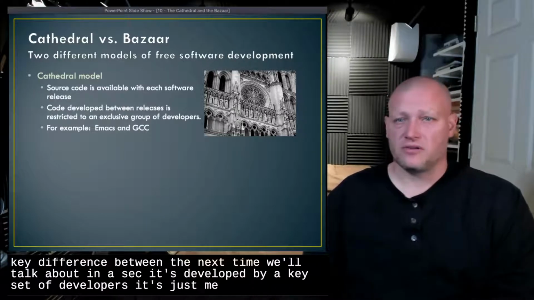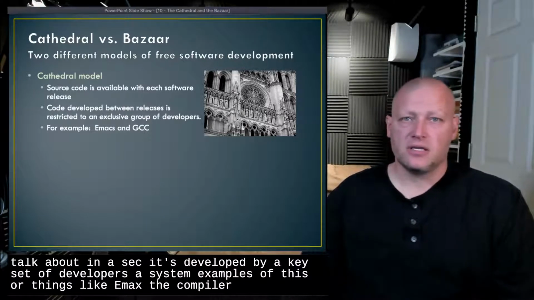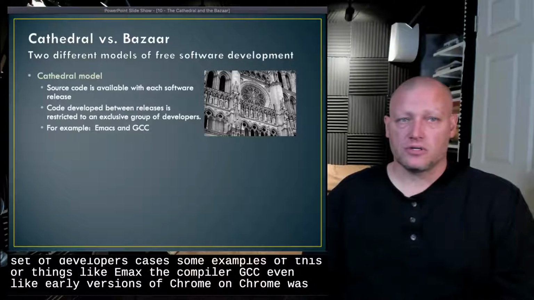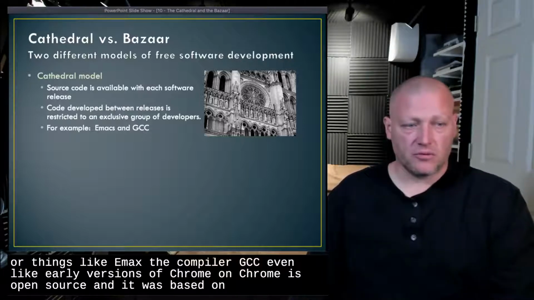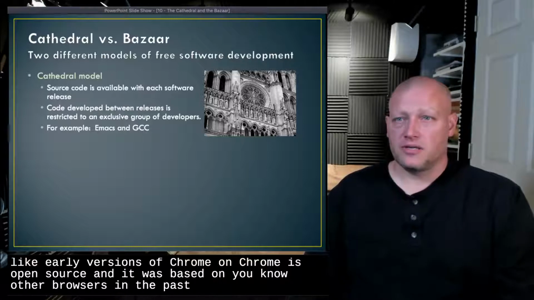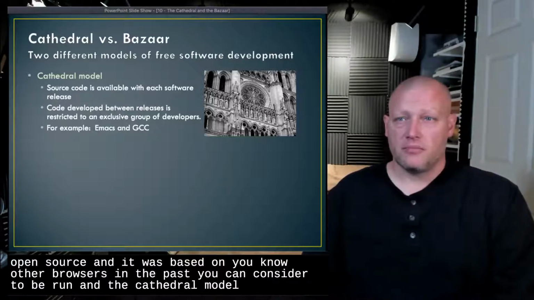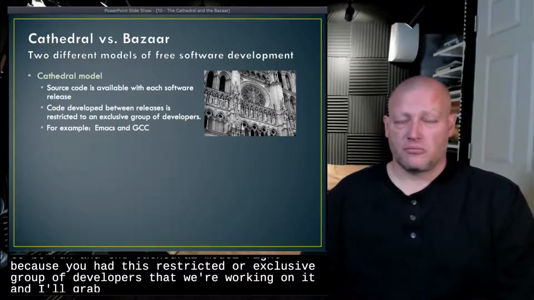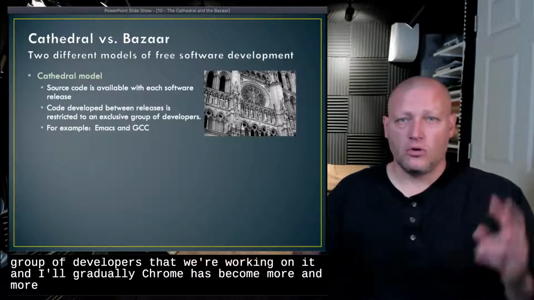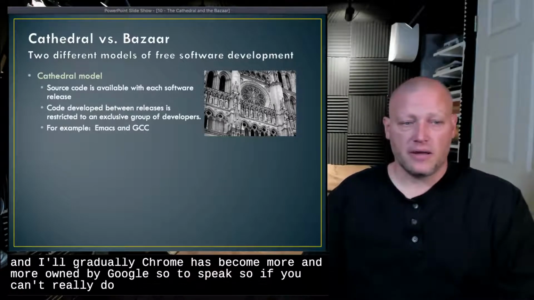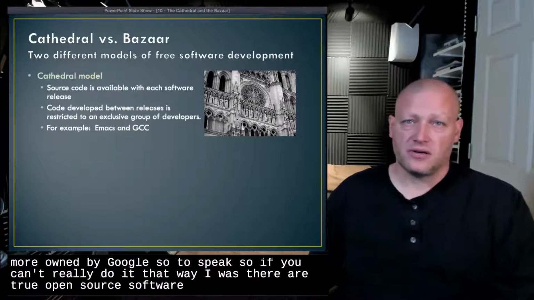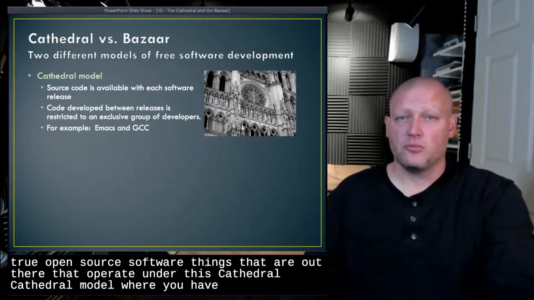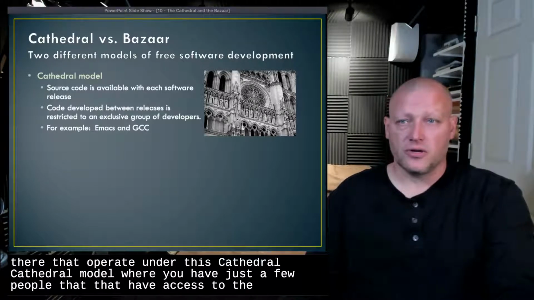Okay, so some examples of this are things like Emacs, the compiler GCC, even early versions of Chrome when Chrome was open source. And it was based on other browsers in the past, you could consider to be run in the Cathedral model, right? Because you had this restricted or exclusive group of developers that were working on it. Gradually Chrome has become more and more owned by Google, so to speak, so you can't really do it that way. But there are true open source software projects out there that operate under this Cathedral model, where you have just a few people that have access to the source code.